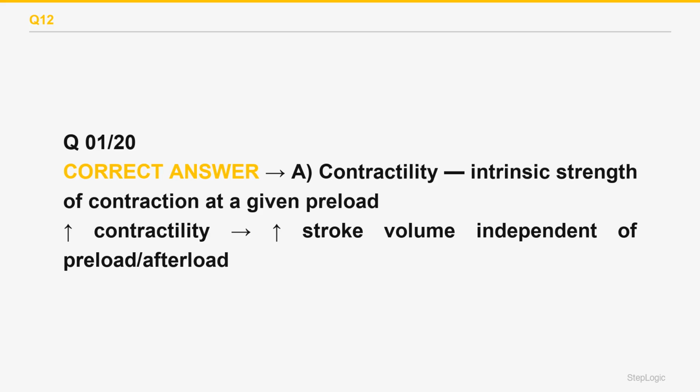Distinguish the 3. Preload is the end diastolic volume, the degree of stretch before contraction, Frank-Starling. Afterload is the resistance the ventricle ejects against, mainly arterial pressure. Contractility is the inherent vigor of contraction. Contractility is raised by sympathetic stimulation, catecholamines, and digoxin, and lowered by beta blockers, heart failure, and acidosis. A pure rise in stroke volume with everything else fixed points to increased contractility.